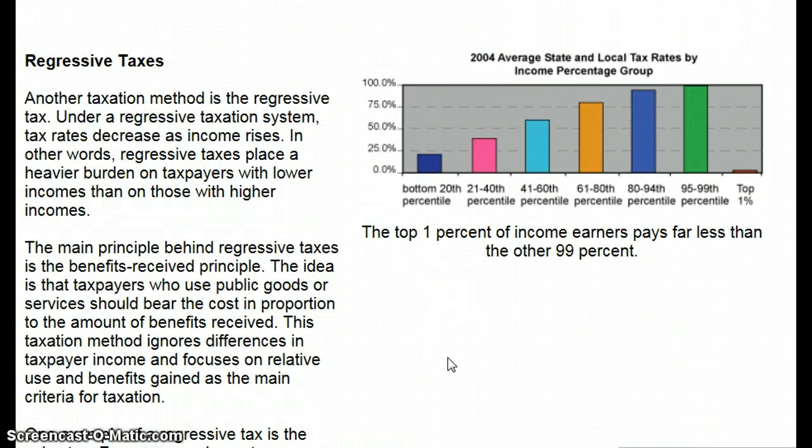Regressive taxes. Another taxation method is the regressive tax. Under a regressive taxation system, tax rates decrease as income rises. In other words, regressive taxes place a heavier burden on taxpayers with lower incomes than on those with higher incomes. The main principle behind regressive taxes is the benefits received principle. The idea is that taxpayers who use public goods or services should bear the cost in proportion to the amount of benefits received. This taxation method ignores differences in taxpayer income and focuses on relative use and benefits gained as the main criteria for taxation.